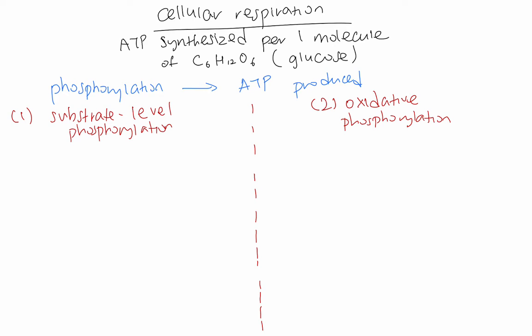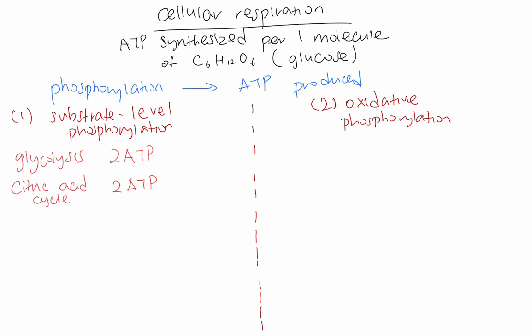Now, let's think in terms of the steps of cellular respiration. So you may also recall that in glycolysis, due to substrate level phosphorylation, we produce 2 ATP, and that in the citric acid cycle, we also produce 2 ATP.